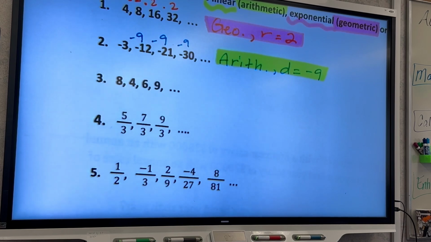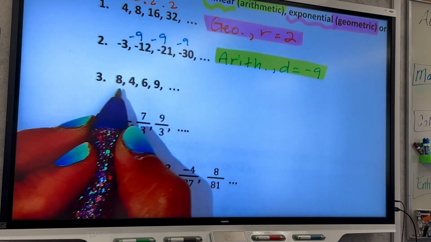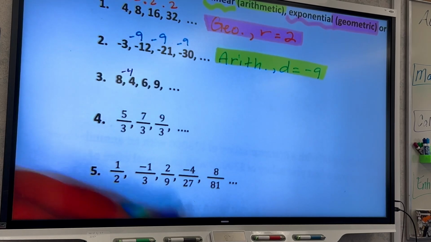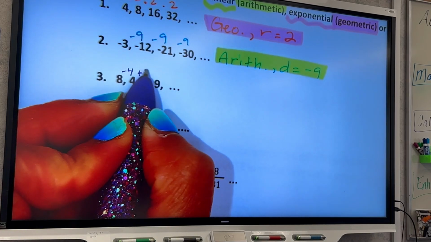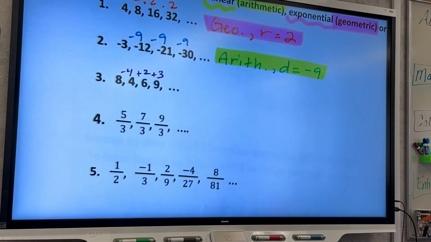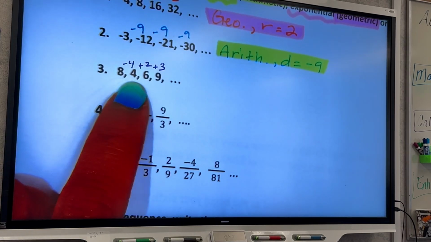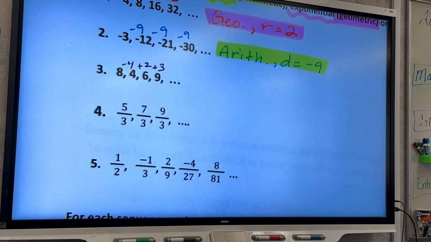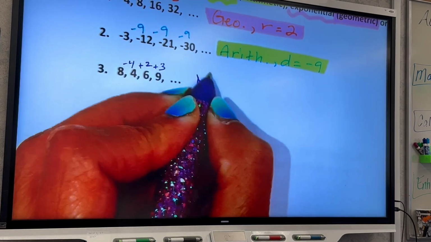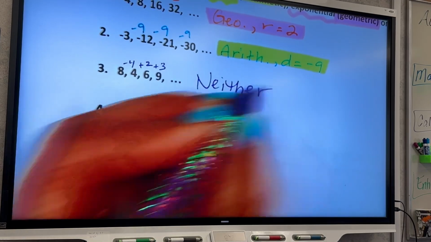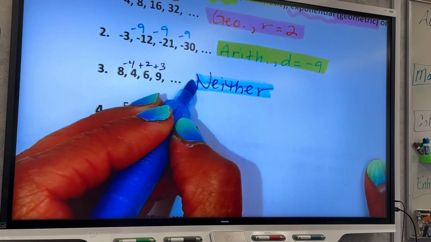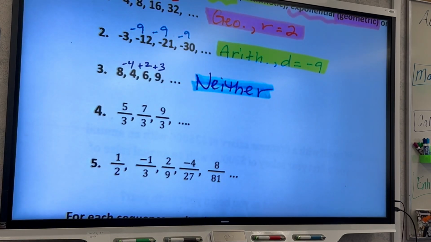Number 3, arithmetic, geometric, or neither? Neither. That one's a neither. It's all over the place. 8 minus 4, or 8 divided by 2 could be a 4, but then it increases. 4 plus 2 would be a 6, and then 6 plus 3 would be a 9. So if I were to divide, 8 divided by 2 is 4. 4 divided by 2 is not 6, it would be a 2. It's not working throughout, it's all over the place. It is inconsistent. So it is a neither situation, and if it's neither, there is no common ratio and no common difference to list there. So you just say neither.